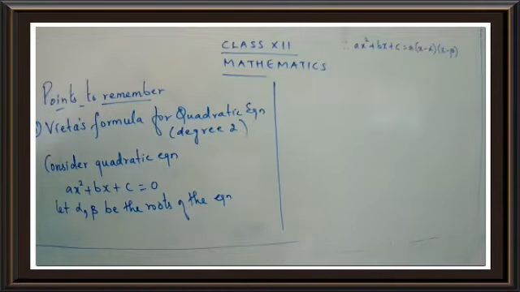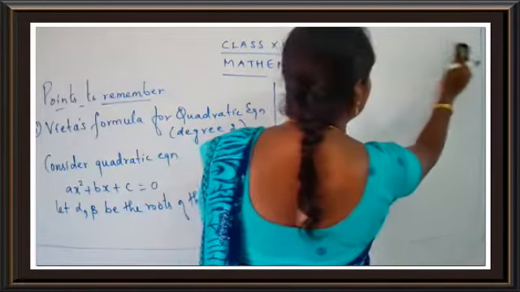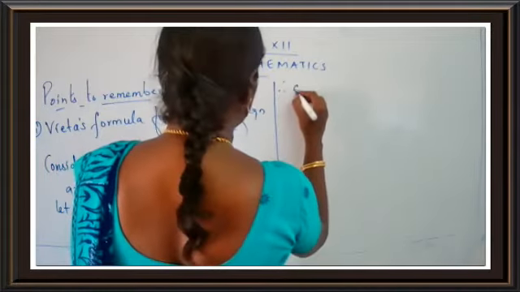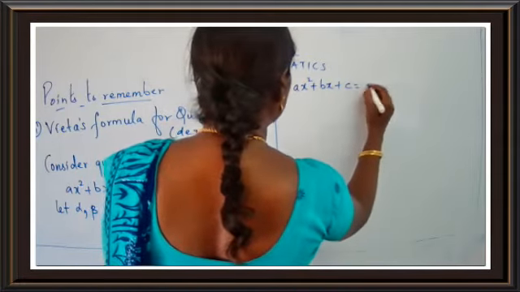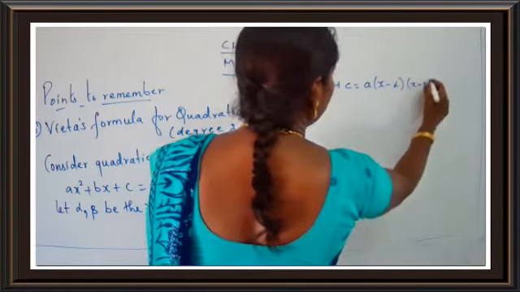So now what are we going to do? So now we are just going to expand the right hand side. I hope you people can see the statement clearly. Just write it down so that you can see clearly. So ax square plus bx plus c is equal to a into x minus alpha, x minus beta. This was the equation, yes?